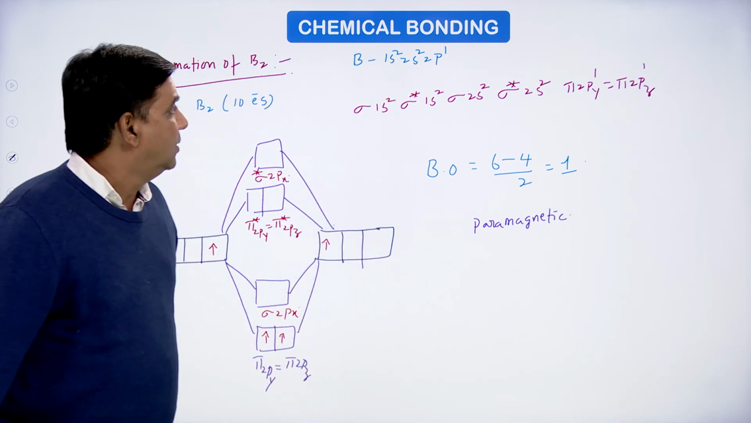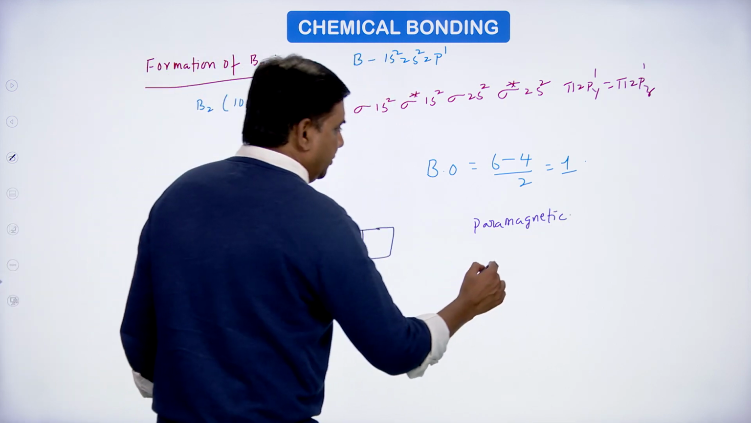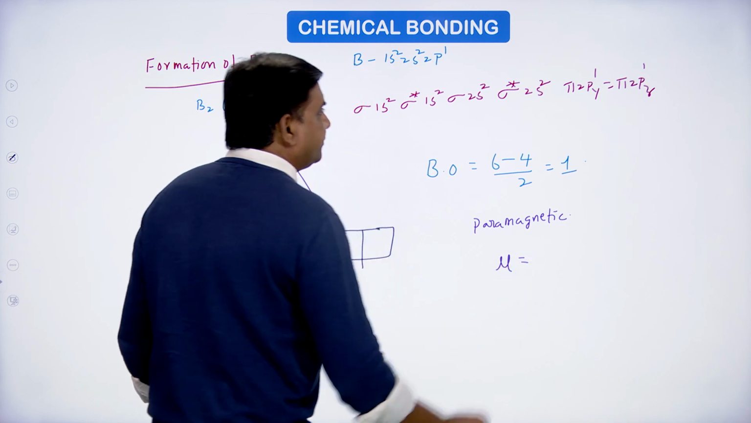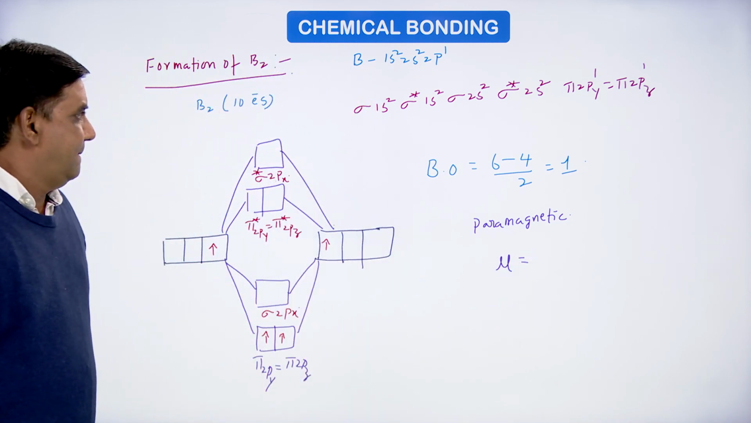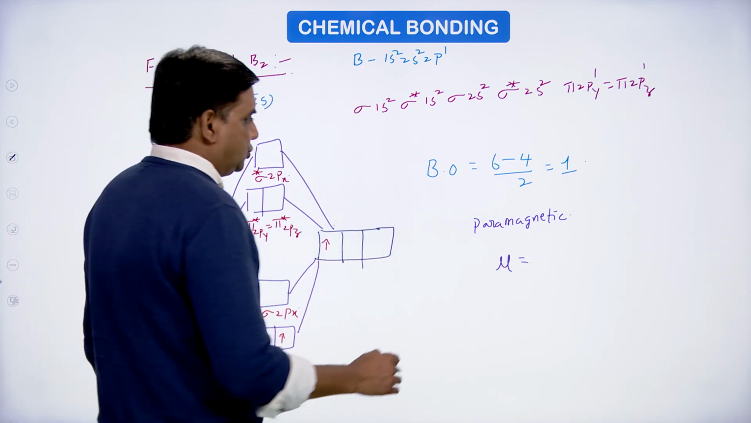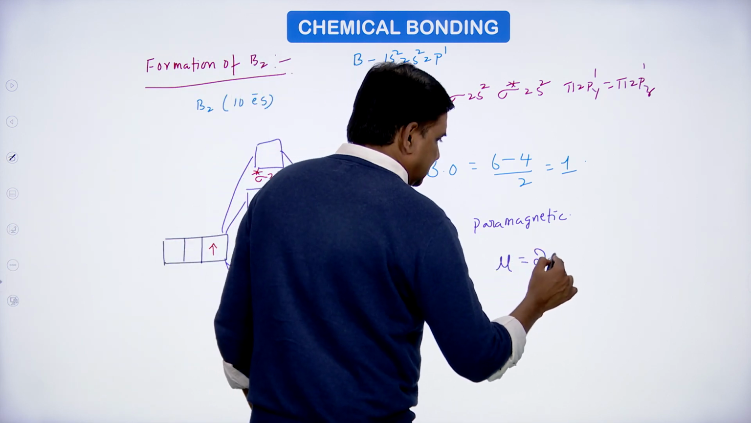Paramagnetic in nature. What is the magnetic moment? Mu is equal to, for 2 unpaired electrons, 2.84 Bohr magnetons.